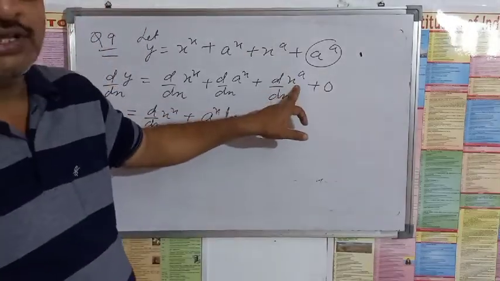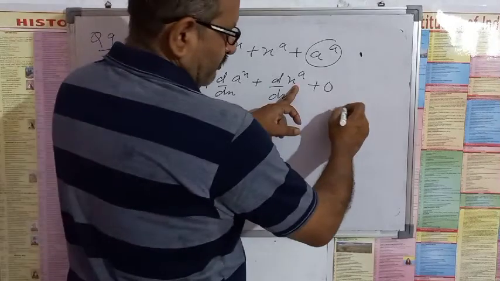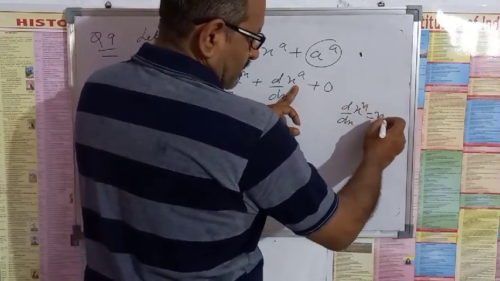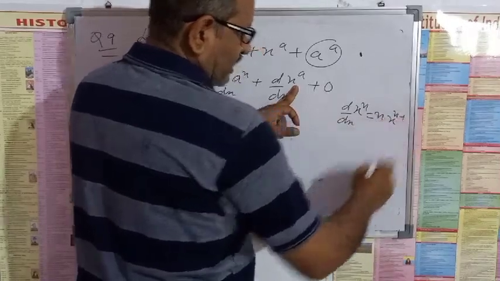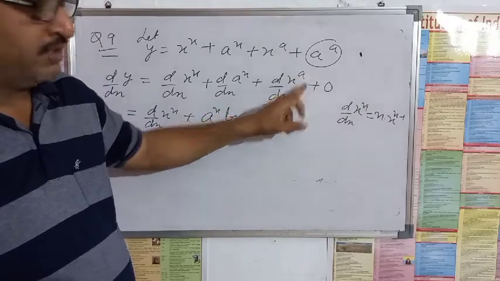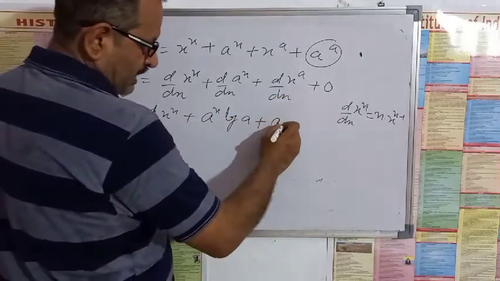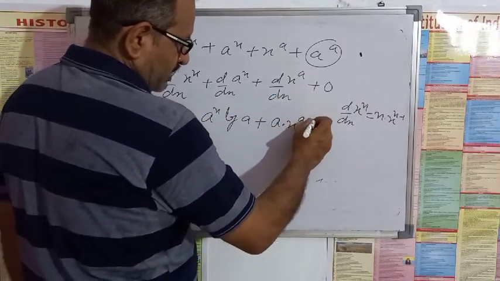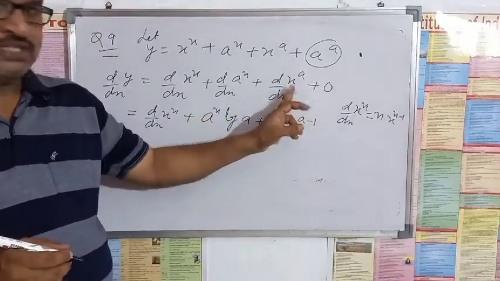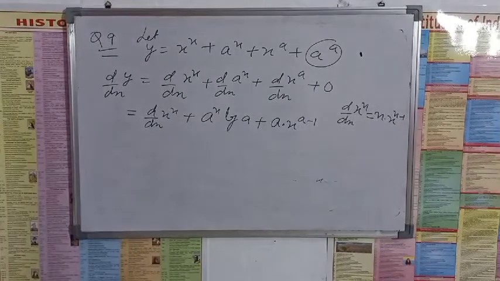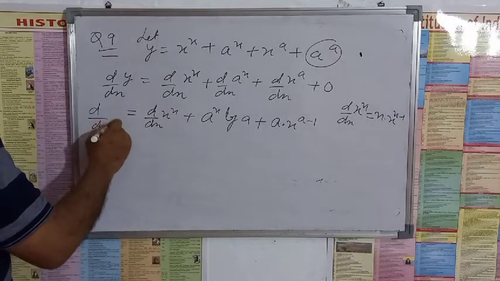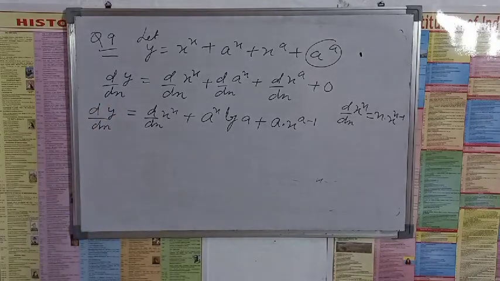And x to the power a, we have to apply this result: x to the power n, derivative is n into x to the power n minus 1. So here in place of n, a is there. So we will write a into x to the power a minus 1. Using this result, we can differentiate. So it was d by dx of y.